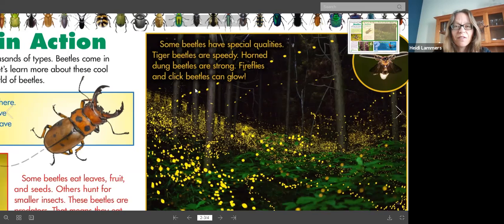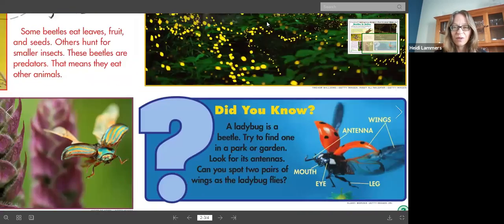And then the fireflies and the click beetles, what action are they doing? They're glowing. I've never seen one of these in real life. I think that would be so interesting.